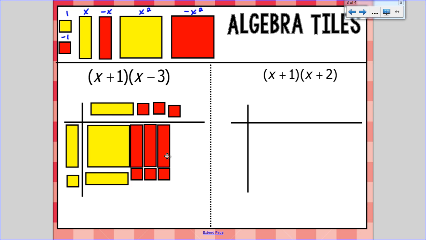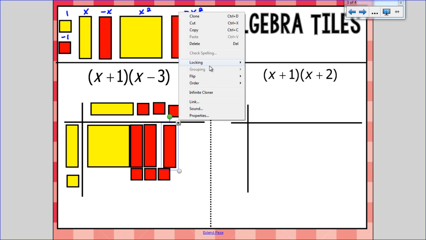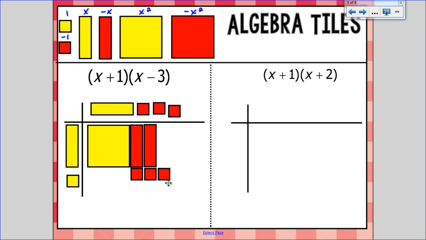Now this x and this x together cancel one another out. You have a negative x and a positive x, they cancel one another out, and so they make a 0 pair. So this x and this x cancel each other out. And so now I have a weird, wonky looking area model, but that's because I have taken out the 0 pairs.